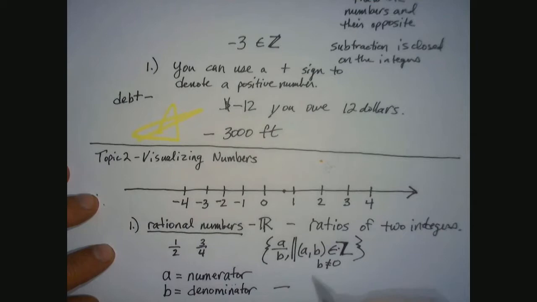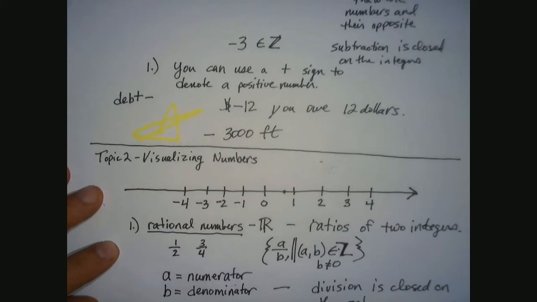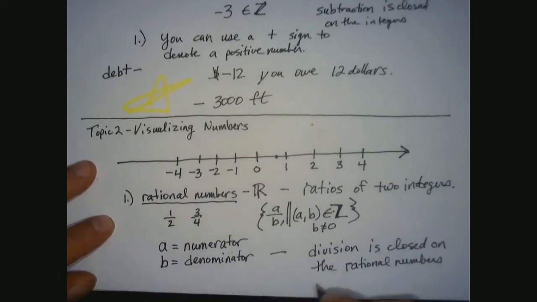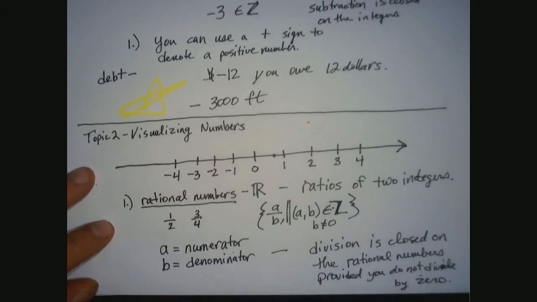And a fun fact, division is now included. Division is closed on the rational numbers, provided you do not divide by 0. Divide, D-I-V-I-D-E, by 0. So division is closed on the rational numbers provided that you do not divide by 0.